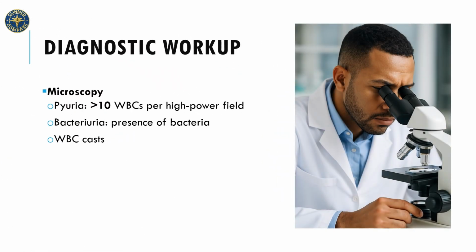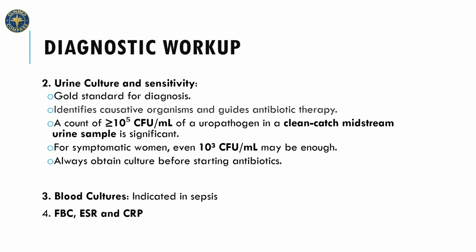Microscopy confirms pyuria with more than 10 white cells per high power field, presence of bacteria in urine, which is bacteriuria, and occasionally presence of white cell casts. Next is urine culture and sensitivity. This is the gold standard for diagnosis. It identifies causative organism and guides antibiotic therapy.